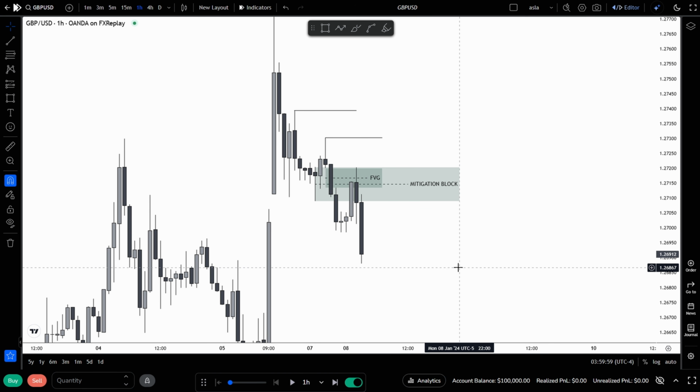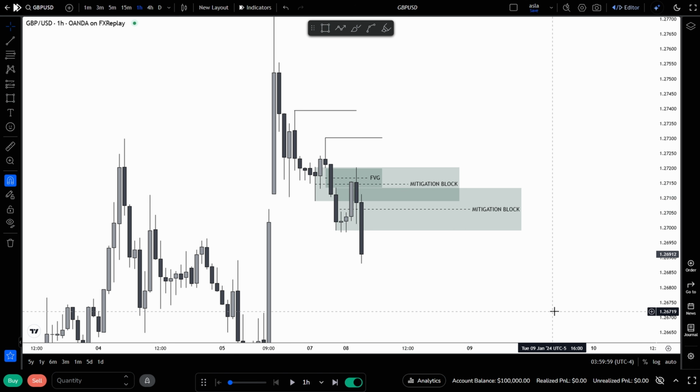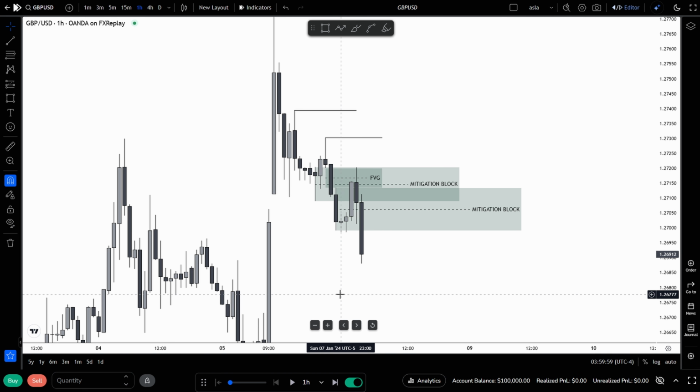Price comes back, retests the fair value gap and the mitigation block, and then continues moving lower. Now if you keep watching the structure, you'll notice something interesting. We actually get another mitigation block forming, because we once again have a high, low, lower high, and lower low. So we can mark out this candle as well and extend it forward to see how price reacts.